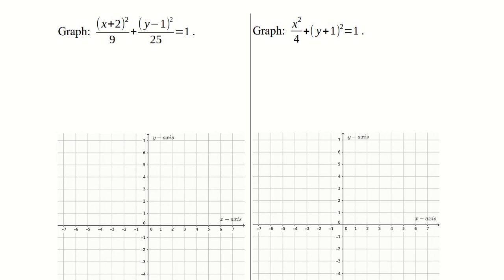Now let's look at the offsets. In the x direction, downstairs we've got a 4. The square root of 4 is 2. So we're going to go 2 to the right and 2 to the left from the center. Notice that we don't have a denominator under the y squared plus 1, which means that if we needed a denominator down there, if we needed 1, it would be 1. So b is 1. So let's take that information and graph it.